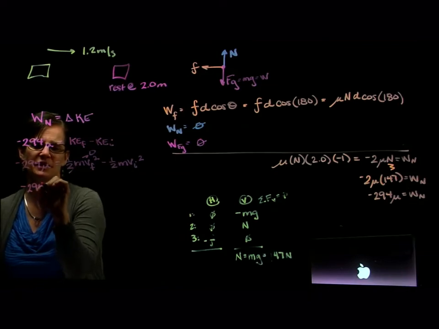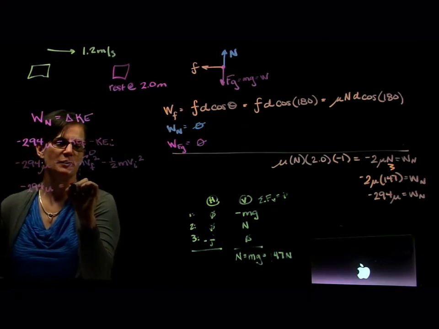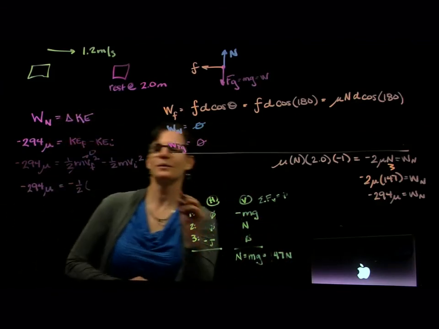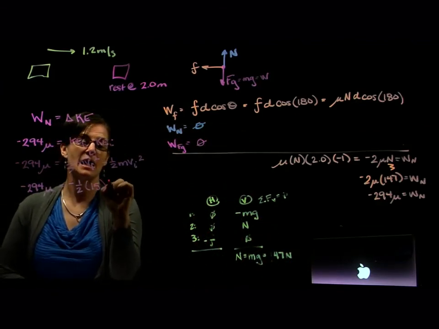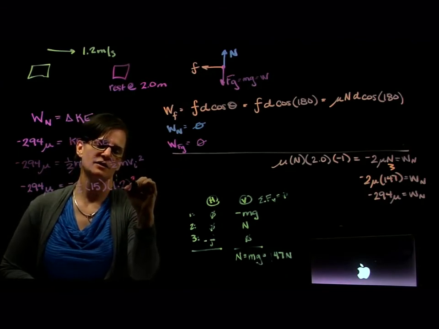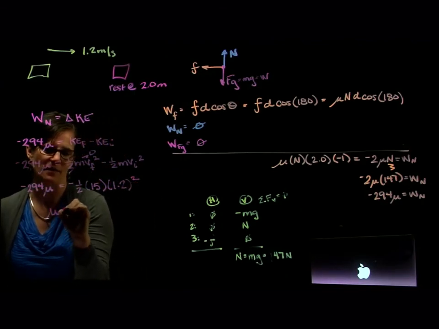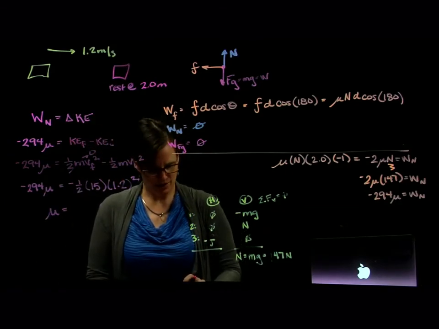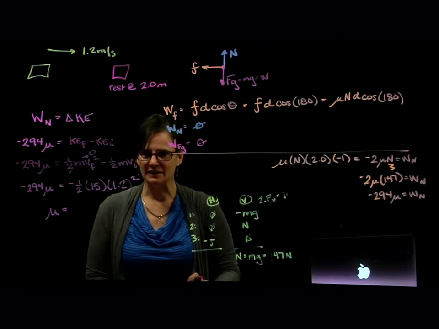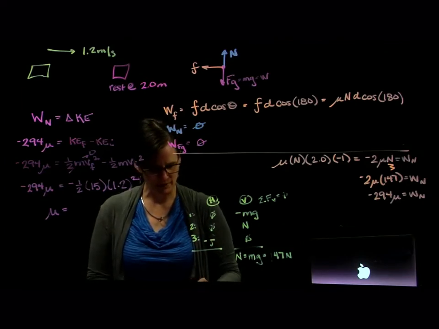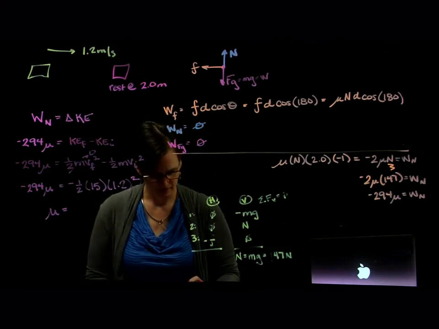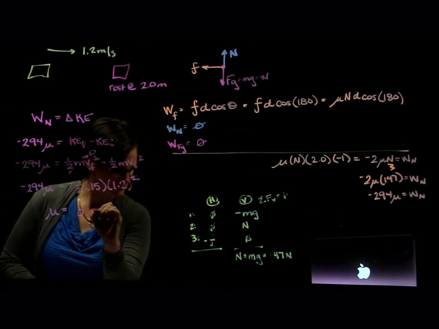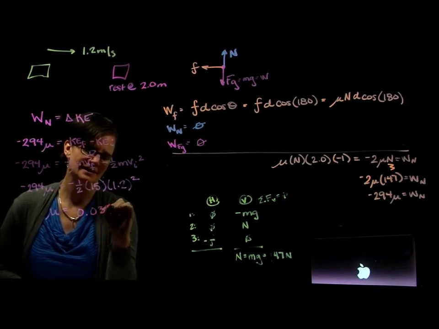So negative 294 times mu equals negative 1/2 times the mass of 15 kilograms times its initial speed squared. Now I'm able to solve for mu. We have 0.5 times 15 times 1.2 squared, divided by 294, and we see that mu is equal to 0.037.